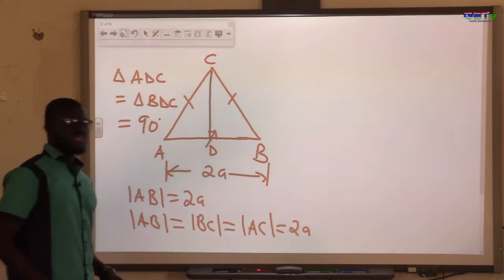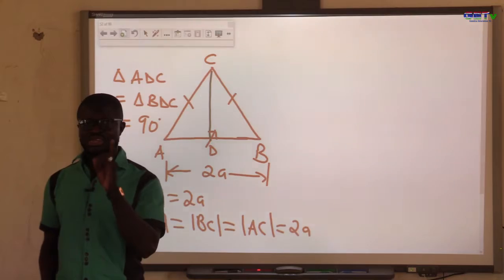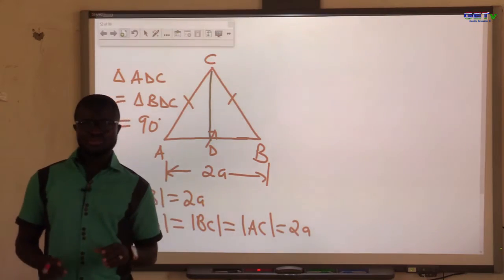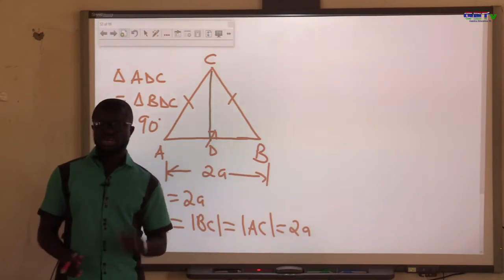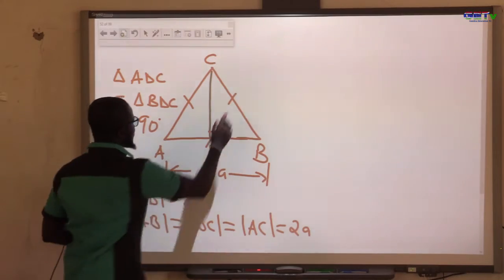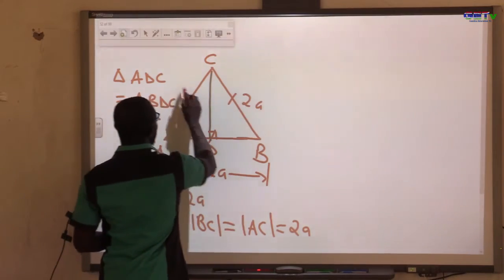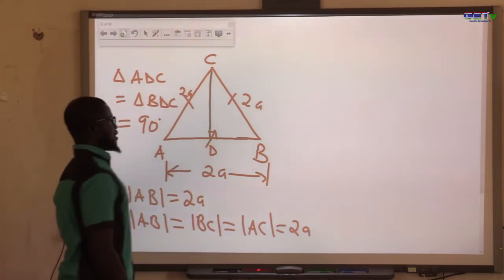Why are these three sides equal? Remember I said it is an equilateral triangle. And in an equilateral triangle, all the sides must be what? Equal. So therefore, this side will be 2A, and this other side also must be 2A.